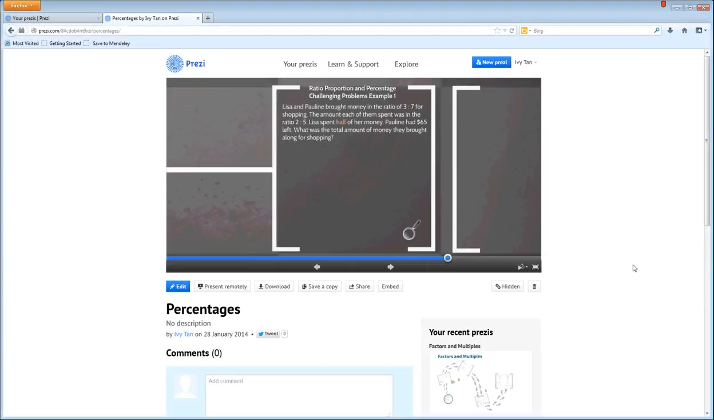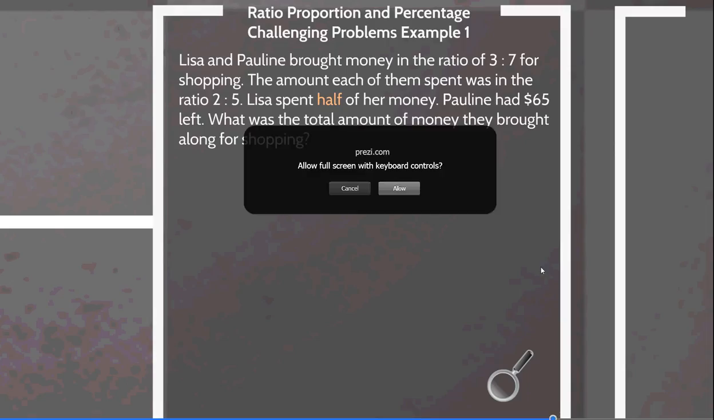In this example, I am going to solve a challenging problem in ratio, proportion, and percentages. In the Singapore Mathematics curriculum, this problem fits into Primary 6 level.